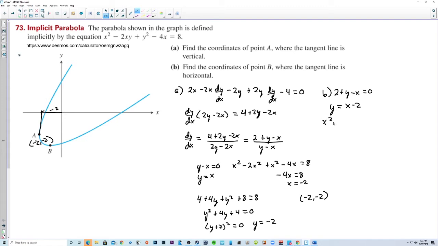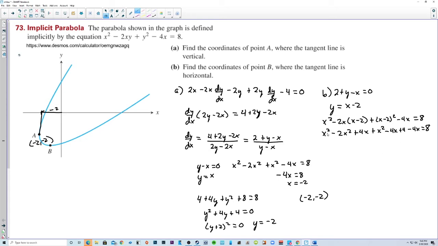So x squared minus 2x times x minus 2 plus x minus 2 squared minus 4x is equal to 8. So we have x squared minus 2x squared plus 4x plus x squared minus 4x plus 4 minus 4x is equal to 8.